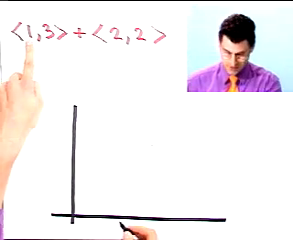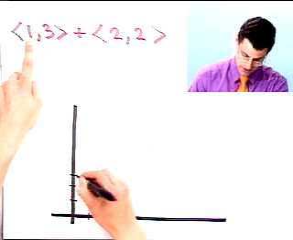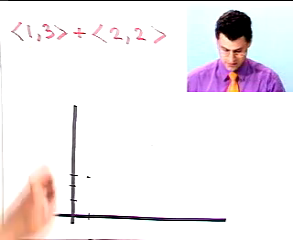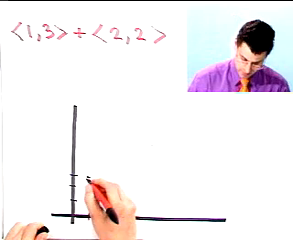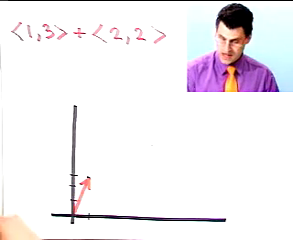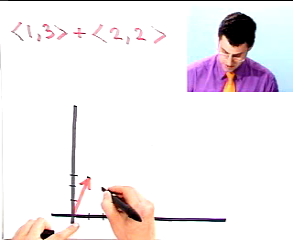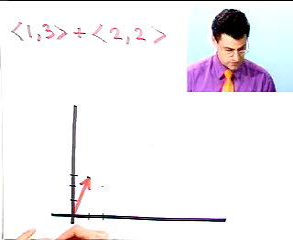So the first one is 1, 3. So 1, 1, 2, 3. So the first vector sort of comes up to there, 1, 3. And the next vector is just 2, 2. So we have 1, 2, comma 2. So the next vector is sort of over here.